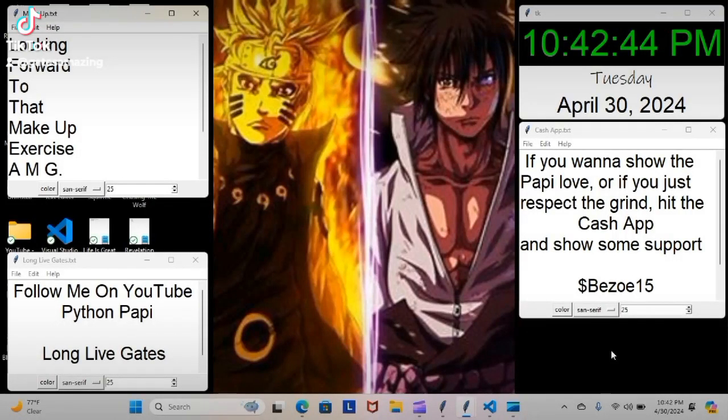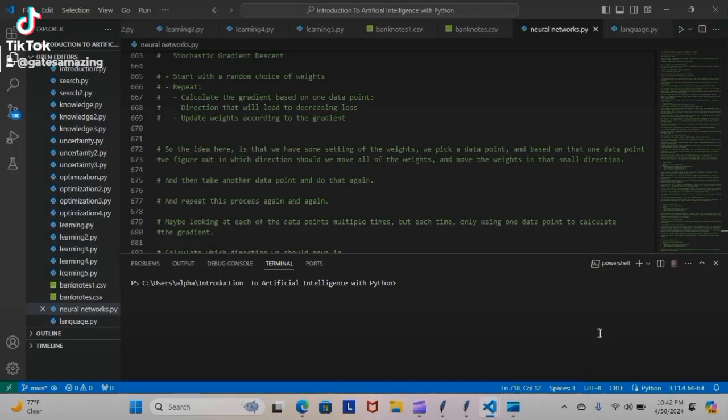All right, on tonight's episode of Python Papi, we're back inside our artificial intelligence course, and we're still doing our neural networks module. Let's have a look at what we went over tonight. Now, last night, if you recall, the last thing we went over was the stochastic gradient descent, and tonight we're going to pick up where we left off.